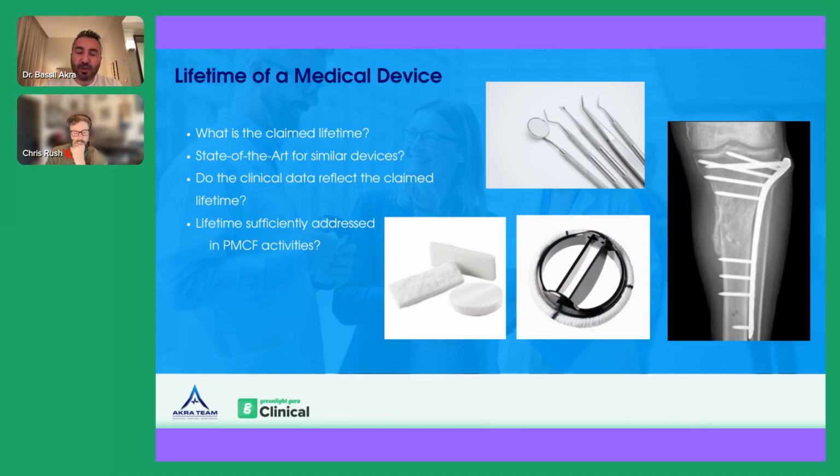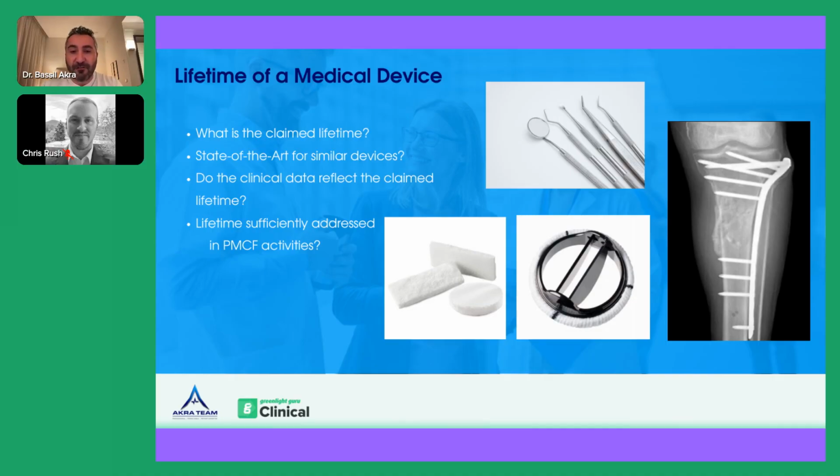But some devices which have an immediate effect, for example, a scalpel or a device which is used immediately on the patient, you can show the performance immediately. And also the safety might not need more than 30 days follow-up, and then you have your data. And then you could justify, I don't need the specific post-market clinical follow-up. I will keep monitoring the literature. I will keep getting customer feedback, but I don't need to do more.